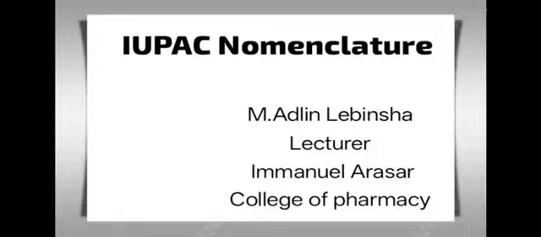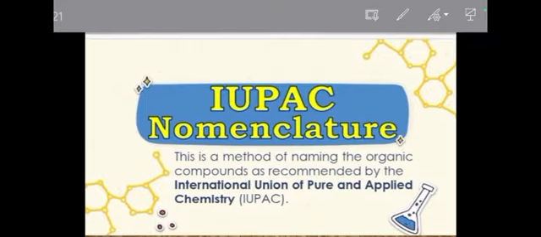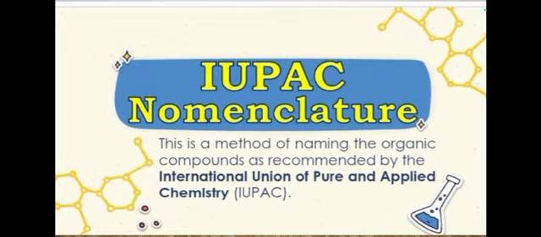Today's topic is IUPAC nomenclature. First we see the definitions of IUPAC and nomenclature. Let's go to the topic. IUPAC nomenclature means a method of naming organic compounds as recommended by the International Union of Pure and Applied Chemistry. IUPAC's full form is International Union of Pure and Applied Chemistry. That is the abbreviation of IUPAC. IUPAC headquarters is located in the USA.